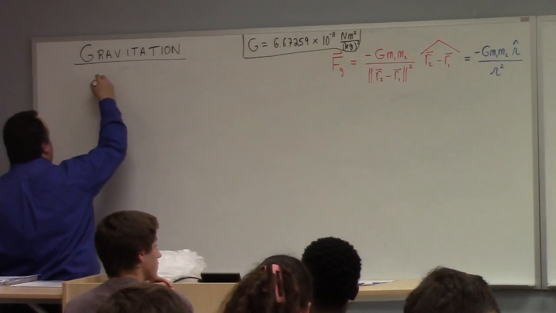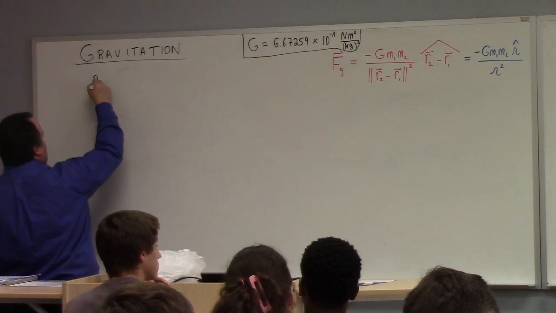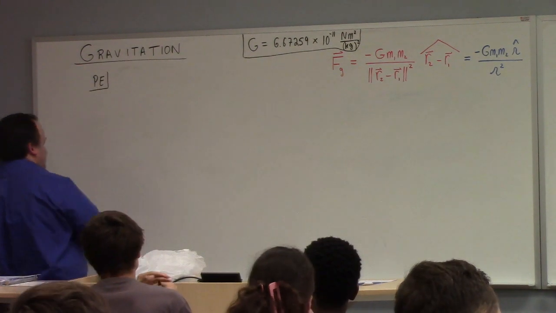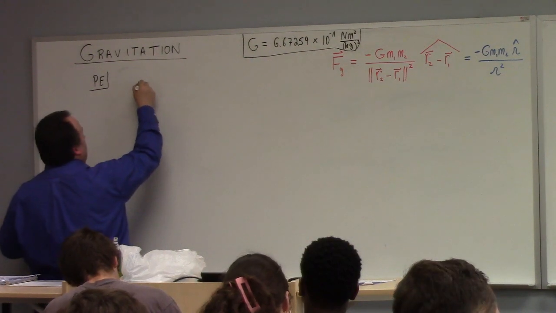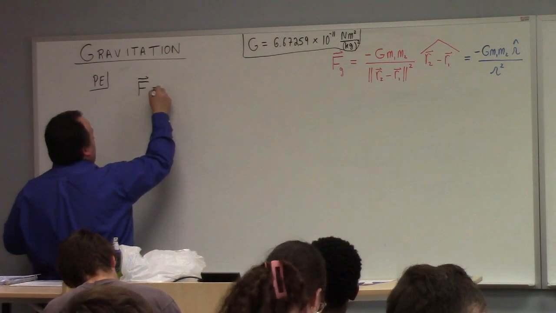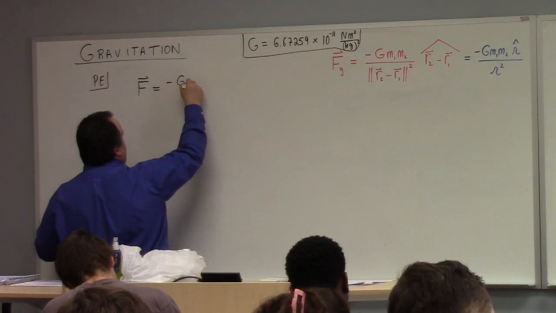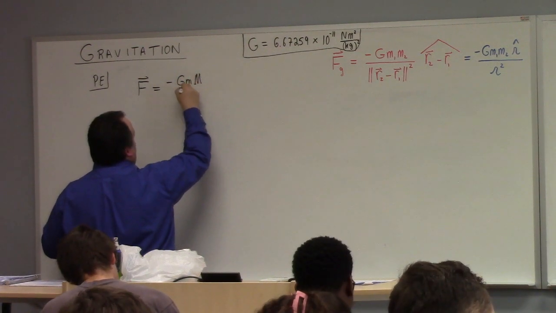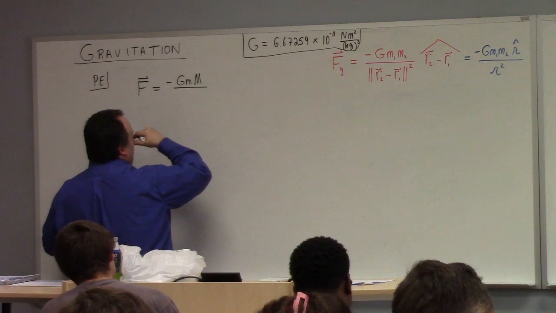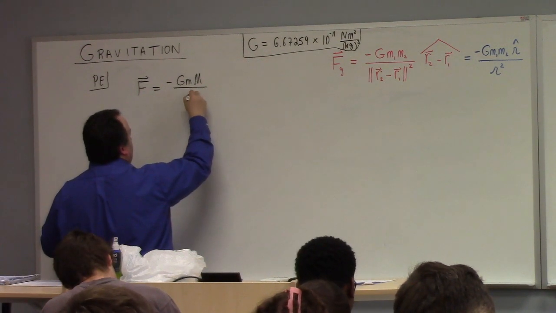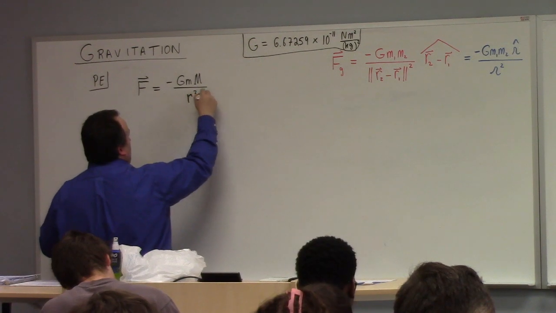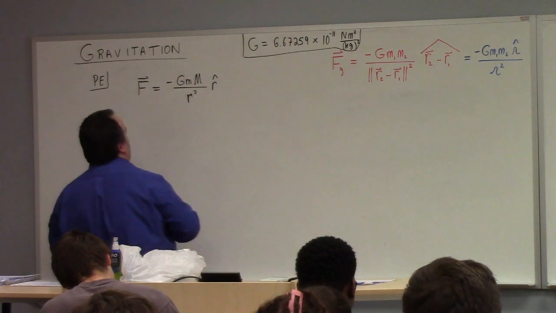Let's talk about potential energy just a little bit here. So we have the force of gravity is minus GMm, and I'm going to put one of the masses at the origin just to make life easy, over r squared, r hat. All right.